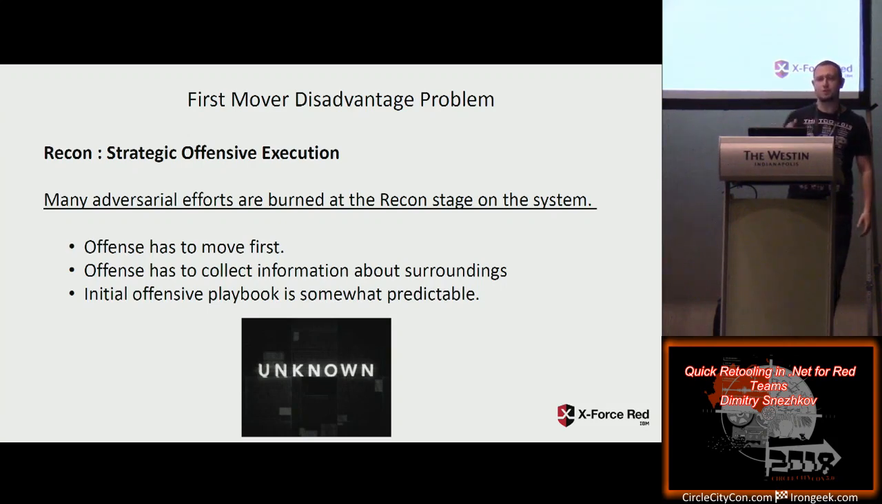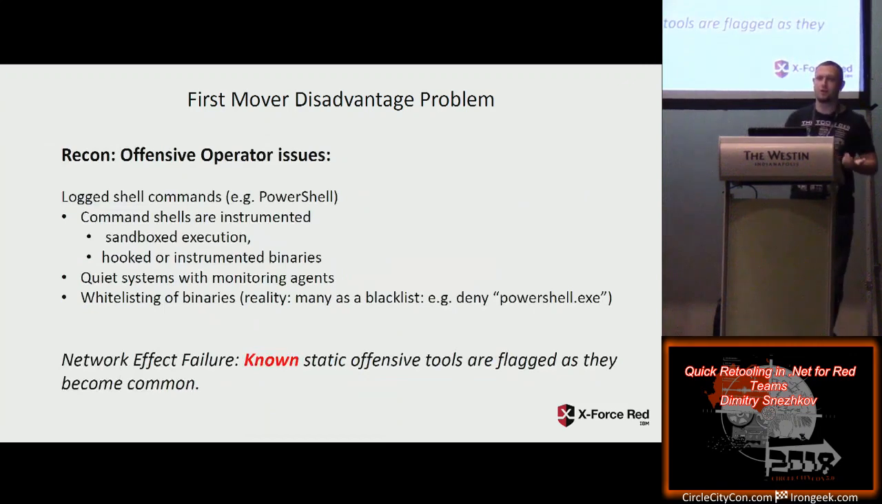And so the first stages of recon on the operating system is very important because you have to move first and you have to collect the information. And the issues that you face are multitude, right? You've got logging on shells, you've got hooked instrumented binaries, sometimes you have sandbox execution, and sometimes you have quiet systems that when you move, you reveal yourself, right? And so the idea here is that known static offensive tools that you bring into the environment to do your recon or discovery get flagged because they're known, right? You've got the network effect because they've been used everywhere.